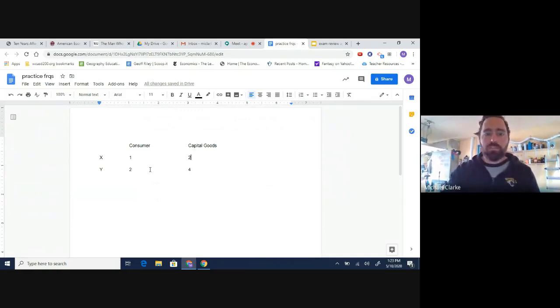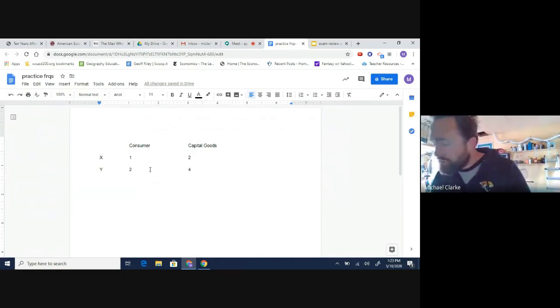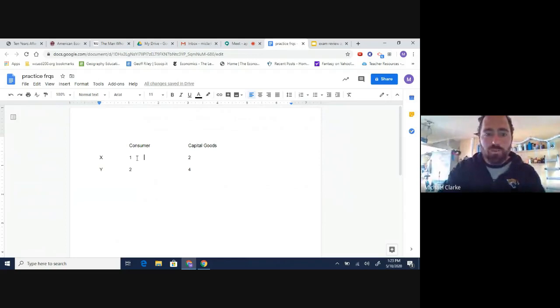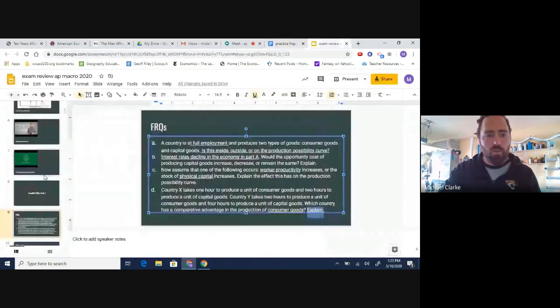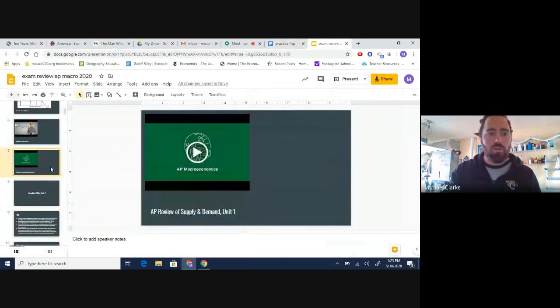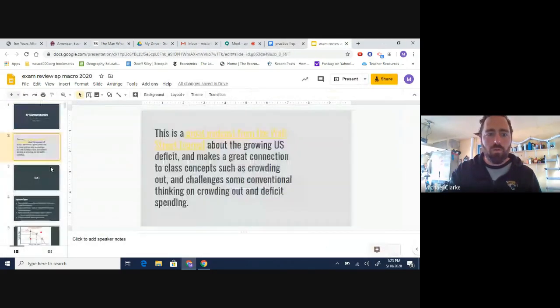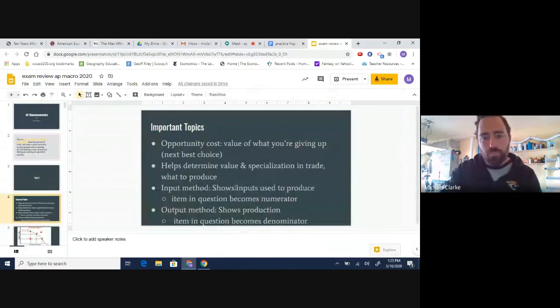So by looking at this, it says this is the hours it takes. So I'm just going to put that right there. It takes 1 hour, 2 hours, 2 hours, 4 hours. So because time is an input, this is an example of an input question. So you go back to your notes. All right, how do I find the input question? Go back to your notes. Input method shows the inputs used to produce.